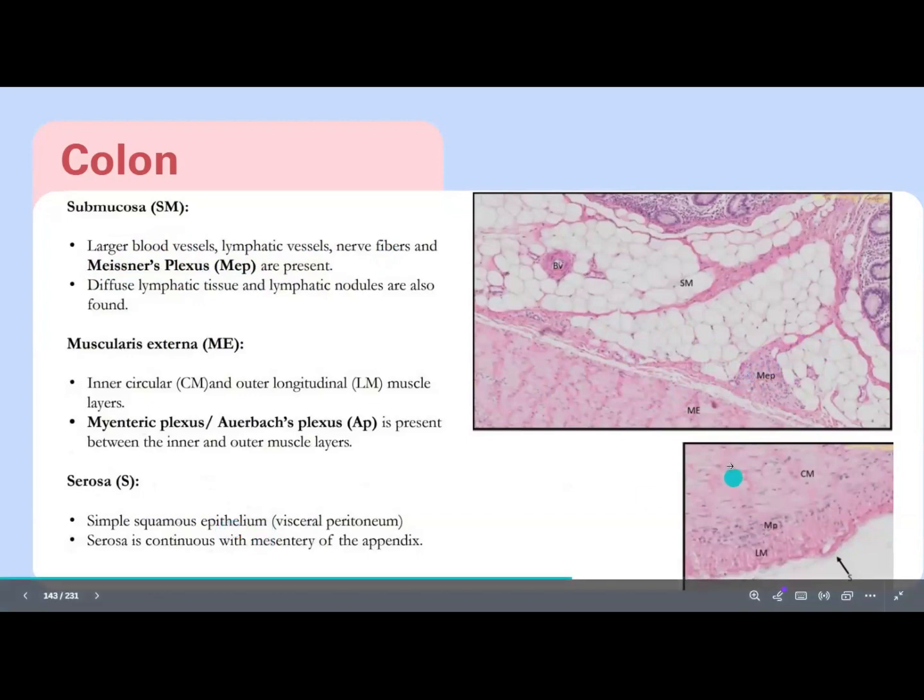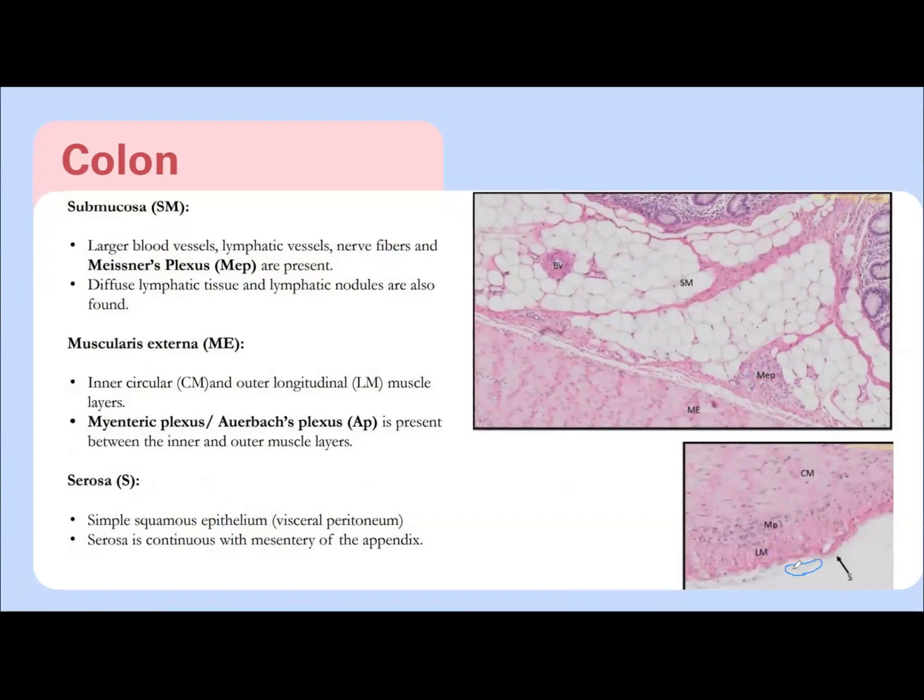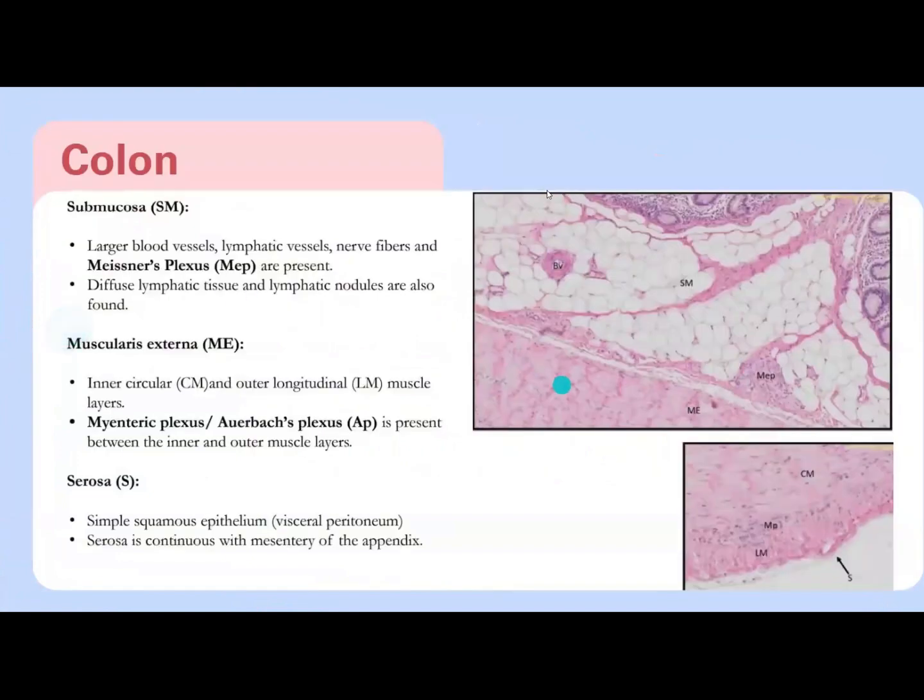Now for the serosa, you see this white line here? This is the serosa. It's not this lining, the pink lining, it's the white lining, okay? So it's simple squamous epithelium, visceral peritoneum, and the serosa is continuous with the mesentery of the appendix, okay? Do you have any questions before we move on?